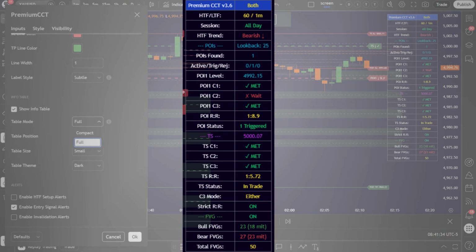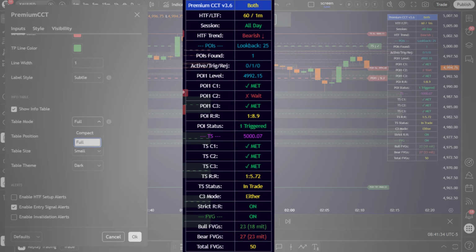The table uses color coding to communicate status instantly. Yellow shows higher timeframe values and current levels. Green means conditions are met and trades are active. Red means conditions aren't met or trades hit stop loss. Orange means you're waiting or have partial conditions met. Gray means inactive or disabled features. Aqua is for POI-specific data. And fuchsia is for turtle soup-specific data.